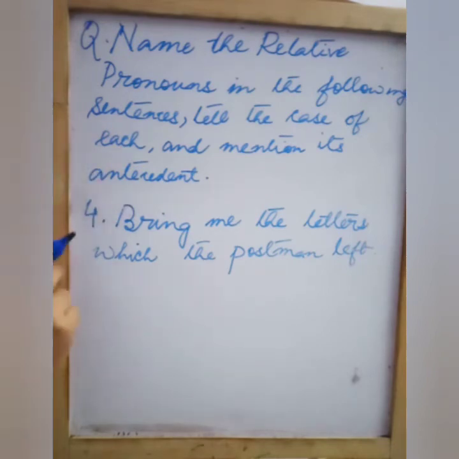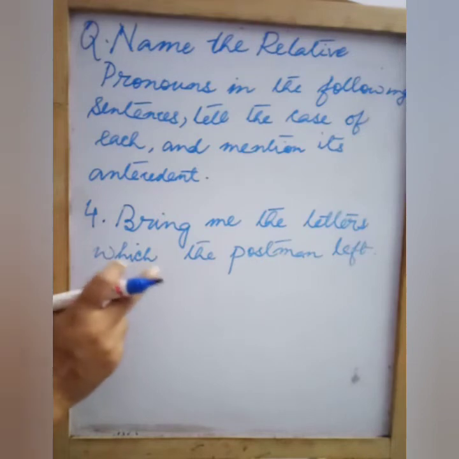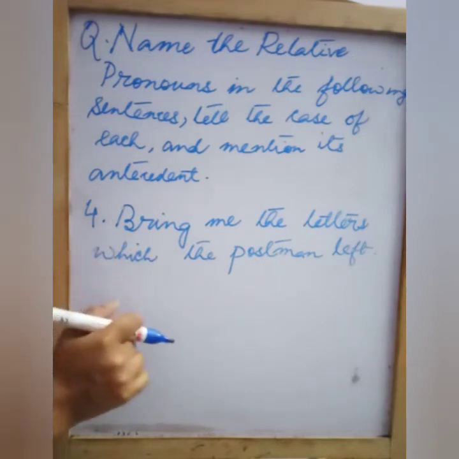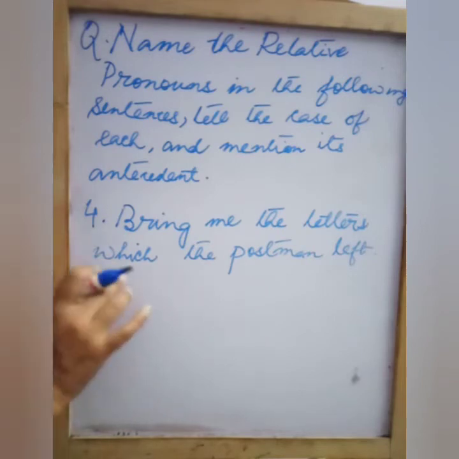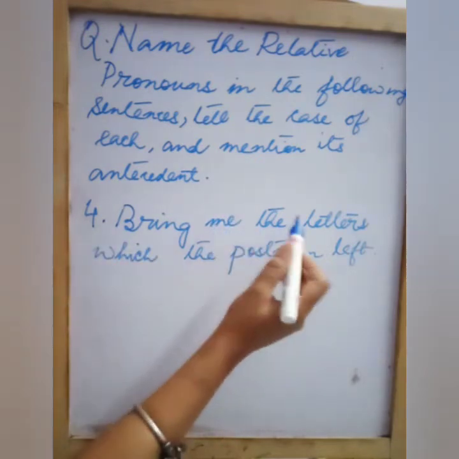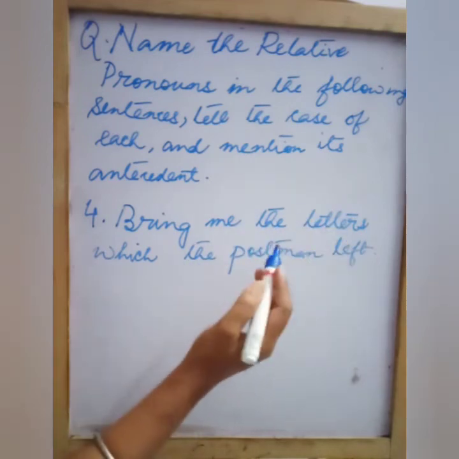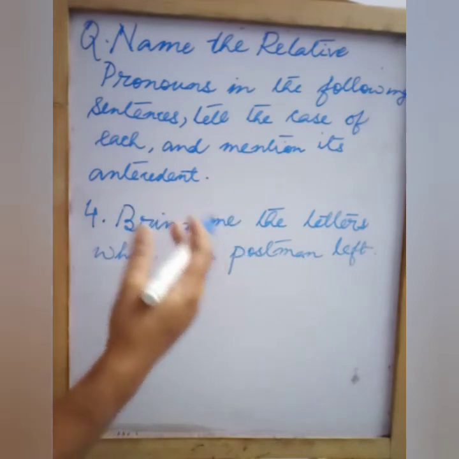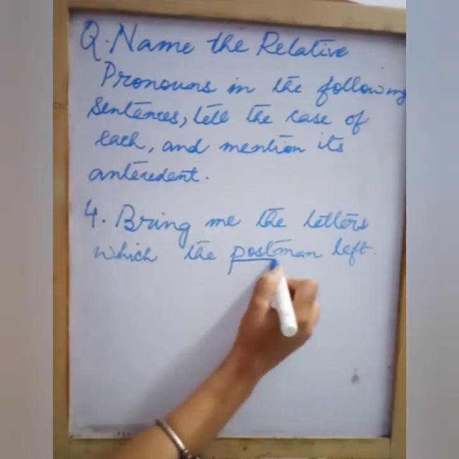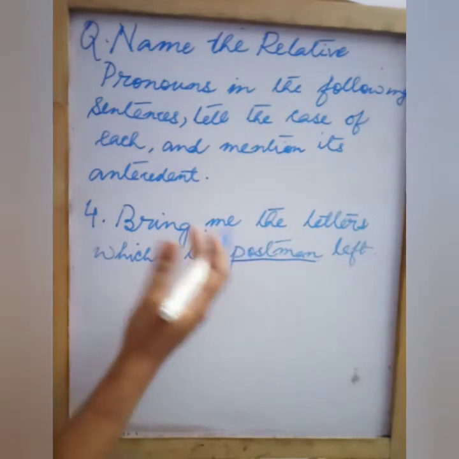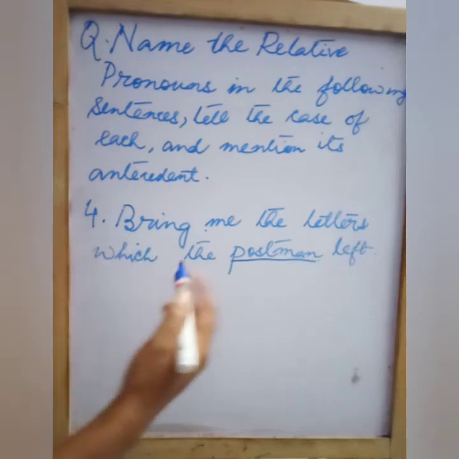Now again see, here what is the sentence? Bring me the letters. Okay, so what is the object? Remember I told you, you can determine a case by just seeing. First you find out which is the subject, which is the object. So here which is the subject? Bring me the letters which the postman left. You can write it that way also: the postman left me the letters. So the postman is the subject, and me, you are asking bring me, isn't it? So I am the object.